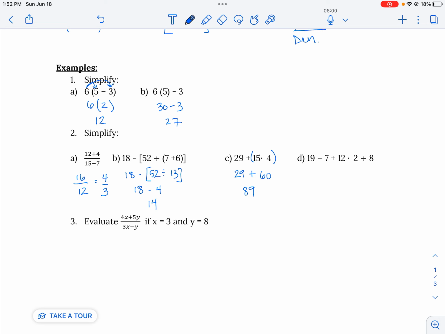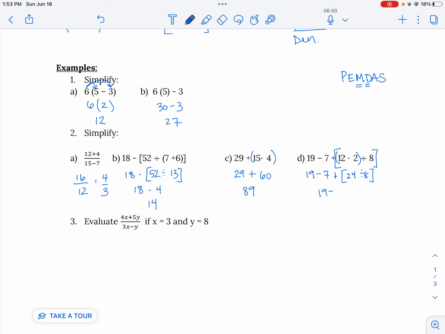Now in D, I ran a couple of experiments. D doesn't have any parentheses or brackets, but it turns out that because we're following the order of operations, which again is parentheses, exponents, multiplication, division, addition, and subtraction, as long as we're putting our parentheses around, in this case, the multiplication and division first, it really doesn't matter exactly where we put them. So 19 minus 7 plus, if I put that entire statement inside brackets and parentheses, we look at 24 divided by 8. Well, that is 3.